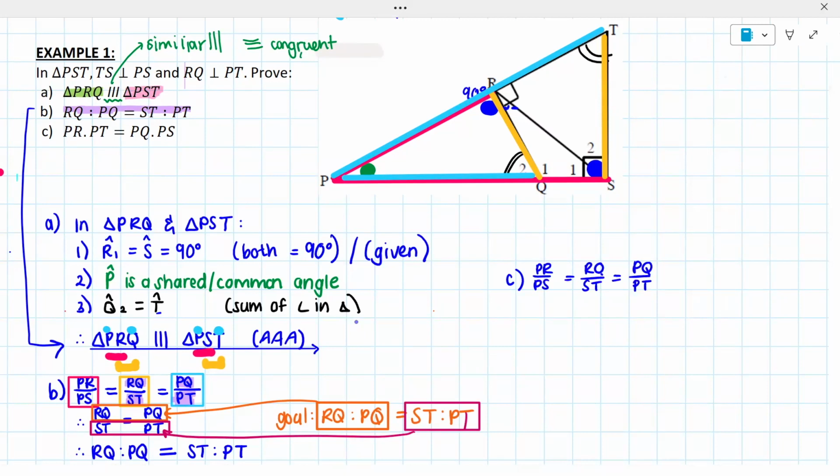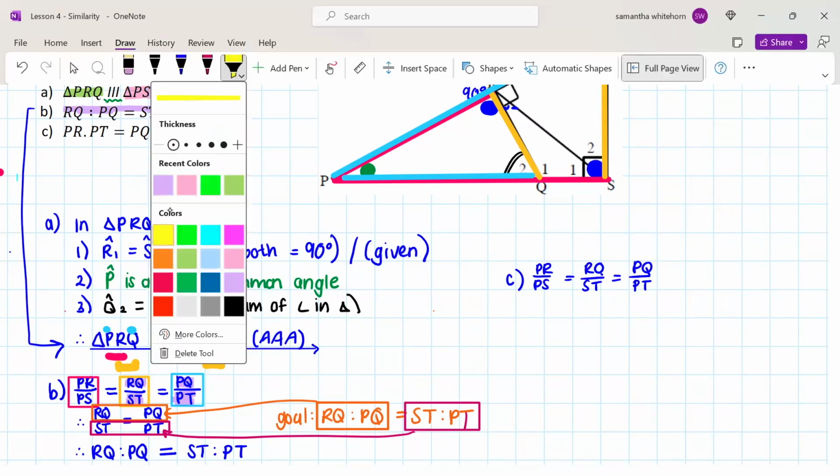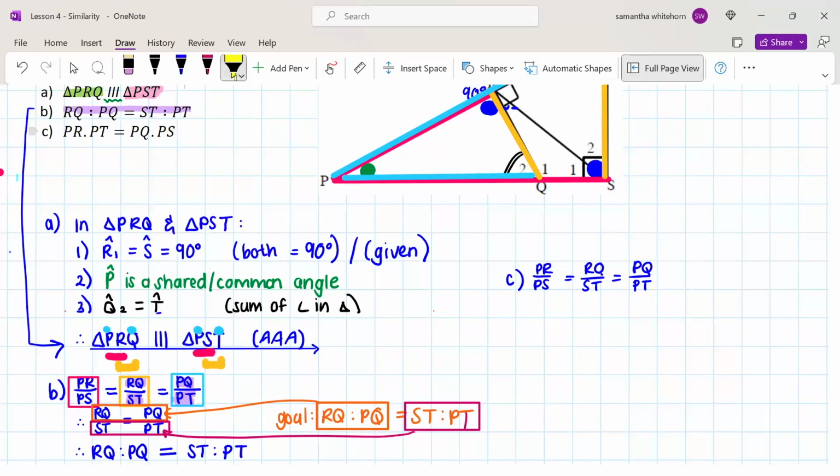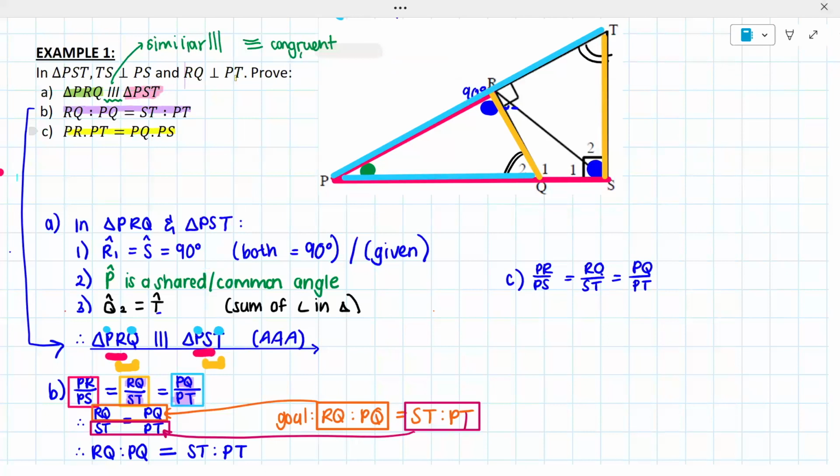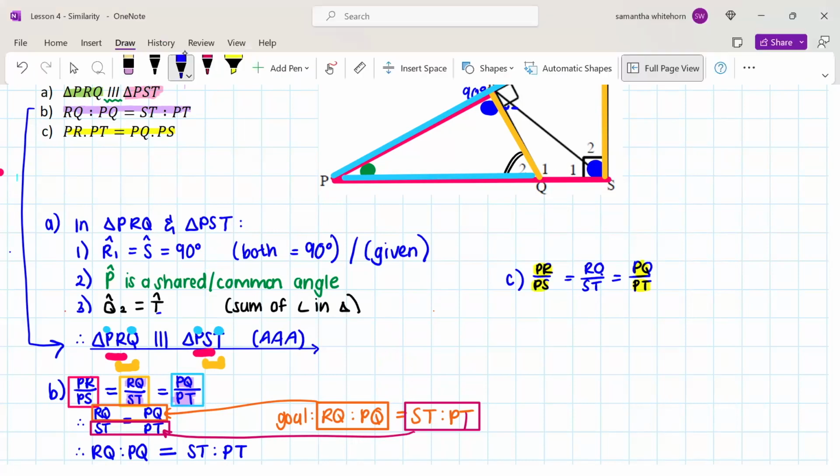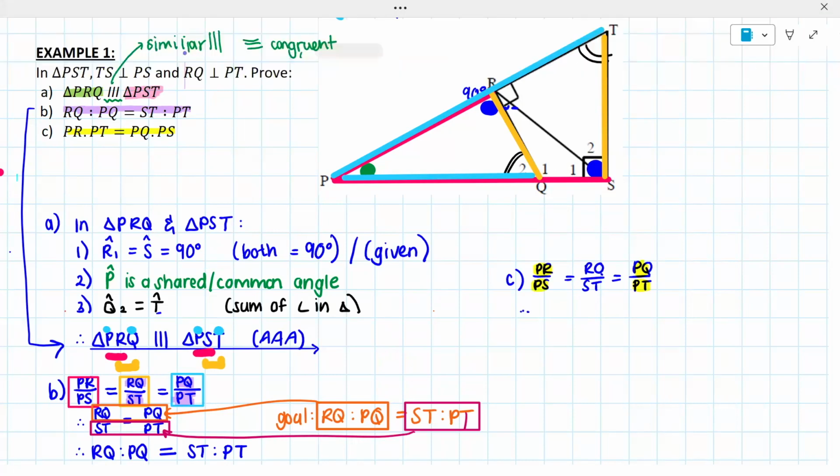And we do exactly the same thing. We look at what we want. What is our goal? What are we trying to find here? And we then identify that. So we've got PR, PT, PQ, PS. So there's PR, there's PT, here's PQ, here's PS. So this time I'm working with my first and my third ratios. Again, I don't need to work with all three. There's no need to do so. Okay. PR over PS is equal to PQ over PT.